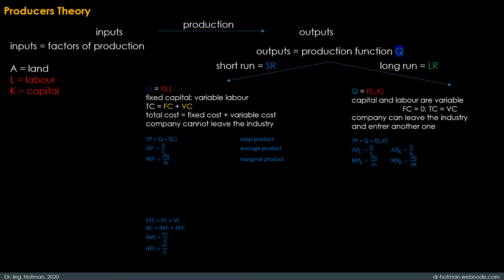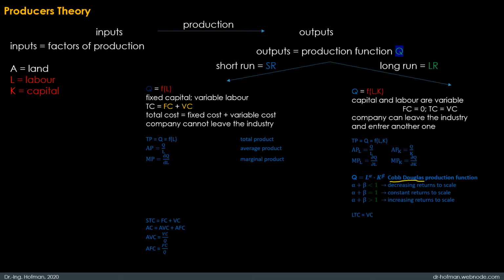The Q function according to Cobb-Douglas equals labor to the power alpha times capital to the power beta. We use the coefficients, sum them up, and then compare with 1. If it is less than 1, we speak about decreasing returns to scale. If the sum is 1, we speak about constant returns to scale. If the sum is larger than 1, we speak about increasing returns to scale.